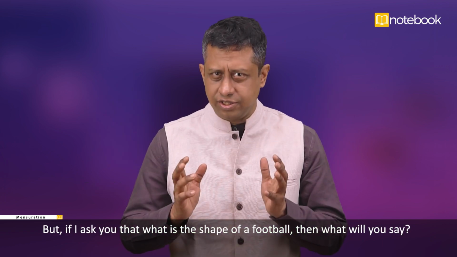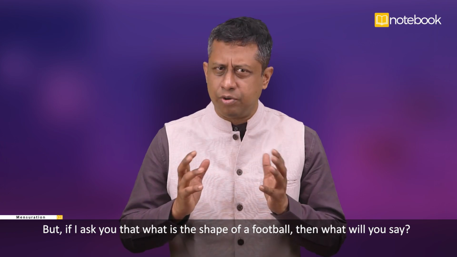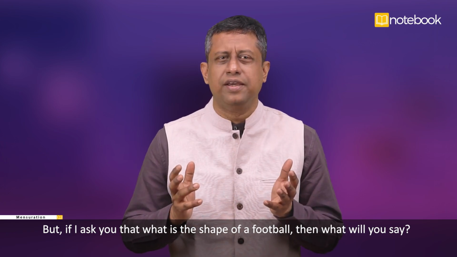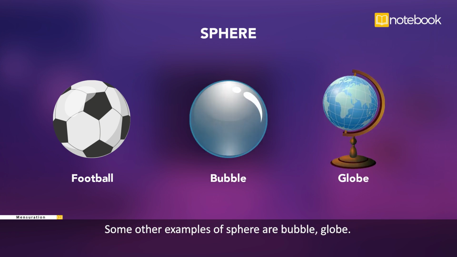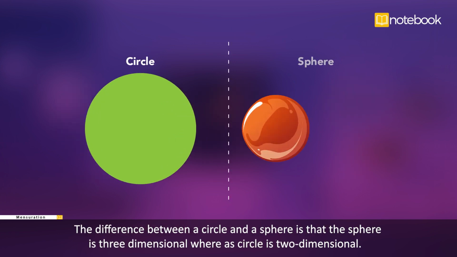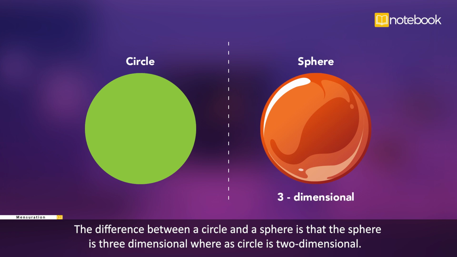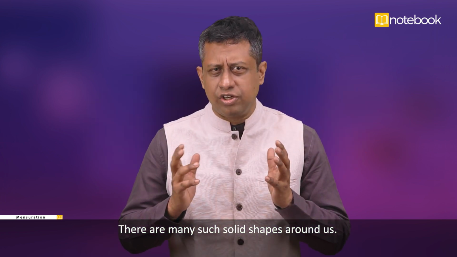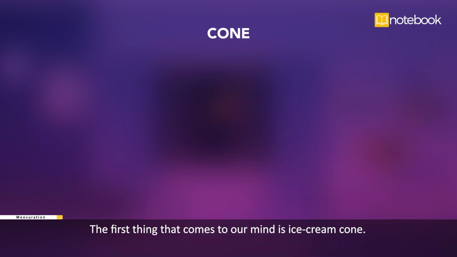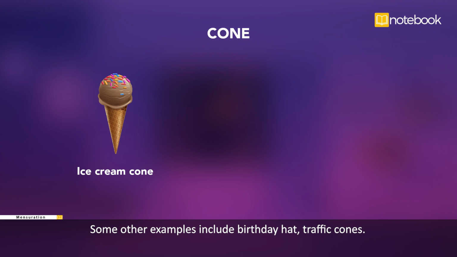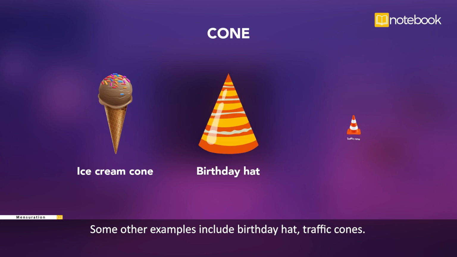But if I ask you what is the shape of a football, then what will you say? The shape of a football is actually a sphere and not a circle. Some other examples of sphere are bubble, globe. The difference between a circle and a sphere is that the sphere is three-dimensional, whereas a circle is two-dimensional. There are many such solid shapes around us. Think about cone. The first thing that comes to our mind is ice cream cone. Some other examples include birthday hat, traffic cones.